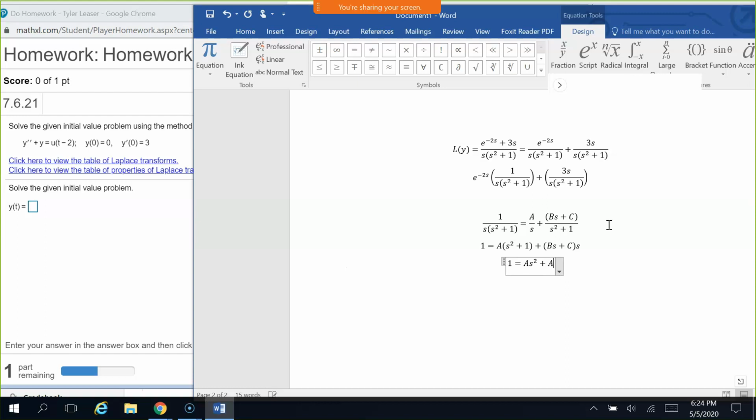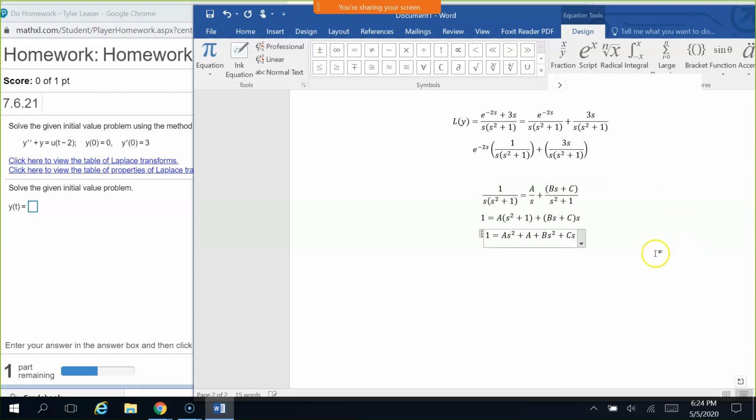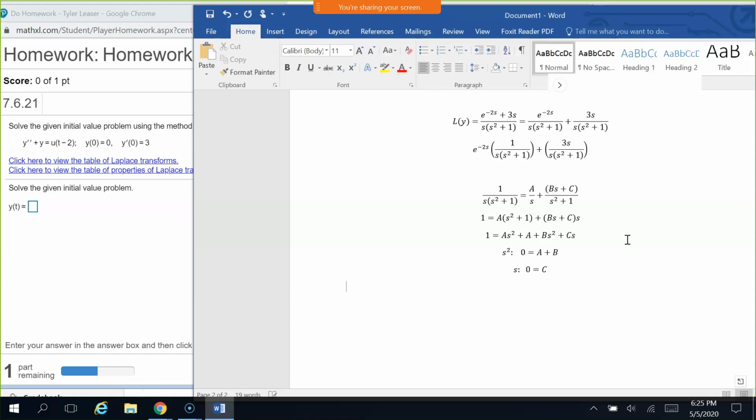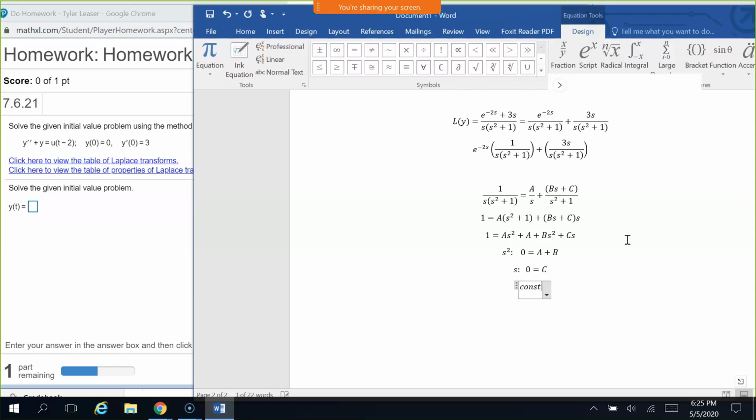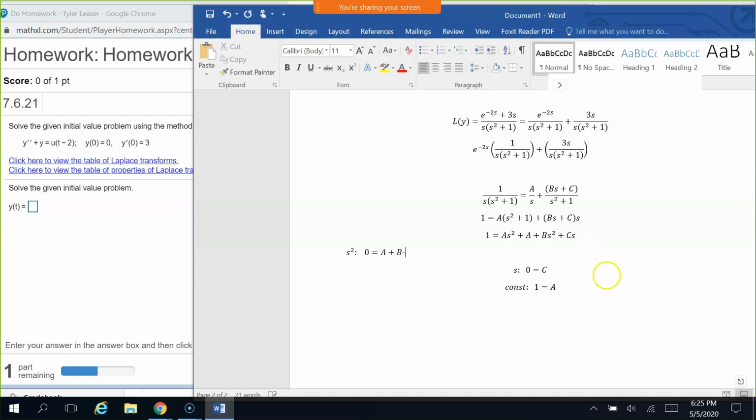Multiplying it all out, and then solve for the a, the b, and the c however you like to solve for it. I usually do the coefficient thing. So we have s squareds floating around, 0 on the left, and then a plus b on the right. We have s's floating around, 0 on the left, and then just a c on the right. And then we have constants floating around, a 1 on the left and an a on the right. So pretty easy to solve this one.